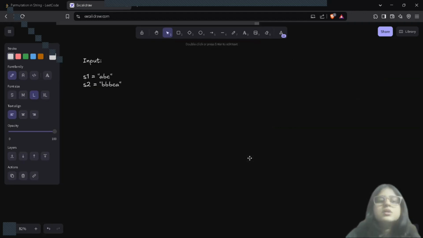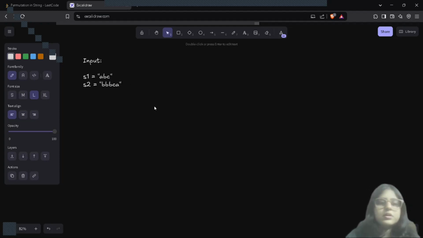Let's look into it. So we have S1 as ABC and S2 as BBBCA. So what else can we do? We have found all the permutations. We have also looked into every substring possible of S2. Now matching S1 with S2, we are actually looking at the characters, right? We don't care about the arrangement in which they occur, like it can be CA, it can be BAC, it can be CBA, but what we are always looking for is that the frequency of occurrence of each and every element should be the same.